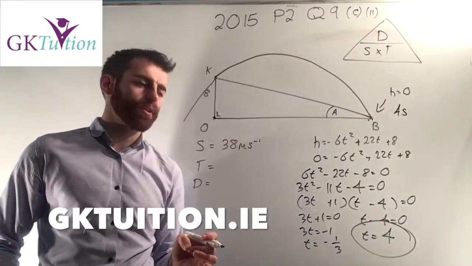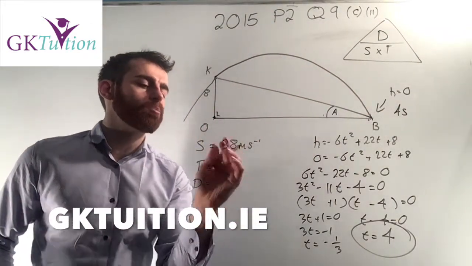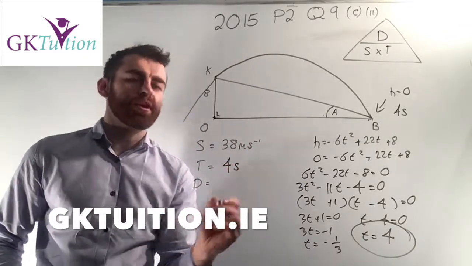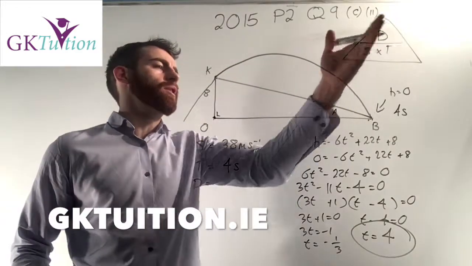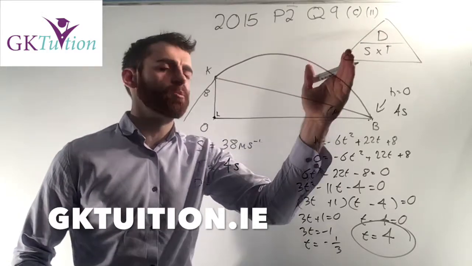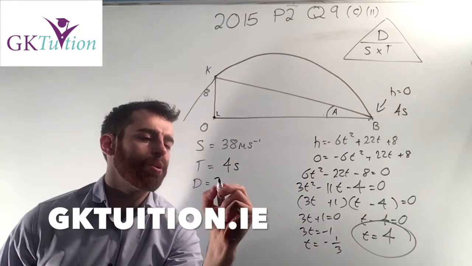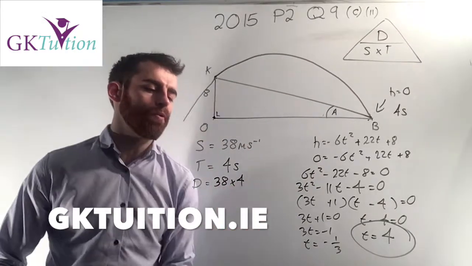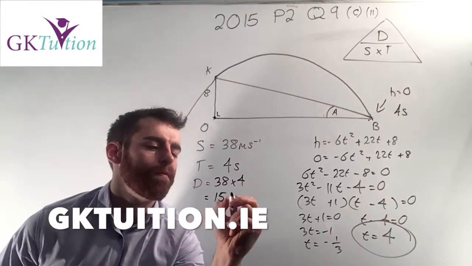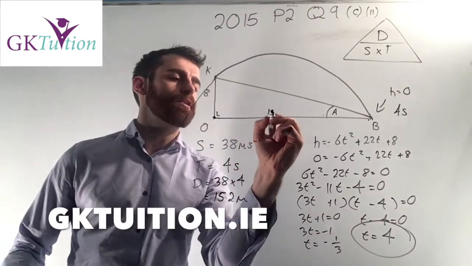And that's really important for us, because if I now know the time it takes to get from O to B, and I also know the speed of the ball in meters per second, then that means I know my speed and I know my time. That means I can work out my distance. If you look at your distance, speed, time triangle, to work out the distance is just speed multiplied by time. So the distance from O to B is the speed, which is 38, multiplied by the time, which is 4. 38 meters per second multiplied by 4 seconds gives me 152 meters. So I know that the distance from O to B is 152 meters.